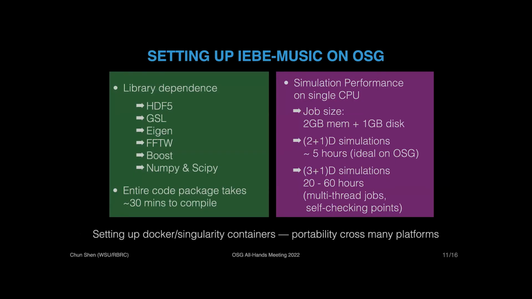So this is the task we'd like to do: set up this numerical framework on the Open Science Grid and run it with the advantage of the resources in the Open Science Grid. There are a few concerns on the computing side. First, we have considerable library dependence on different modules in the code. Also, the whole package, if we want to compile it, takes about 30 minutes to compile on a single CPU.